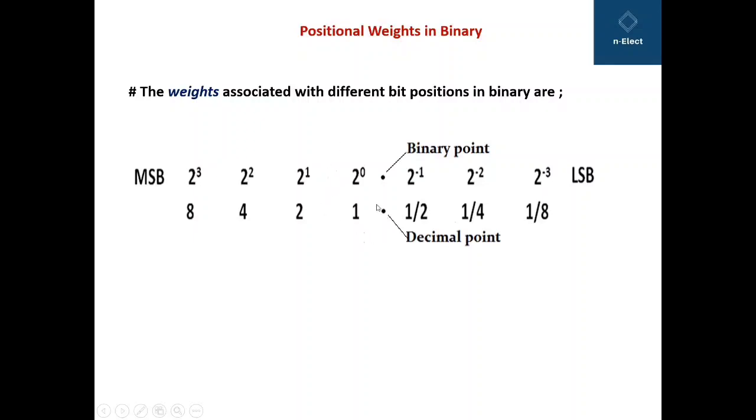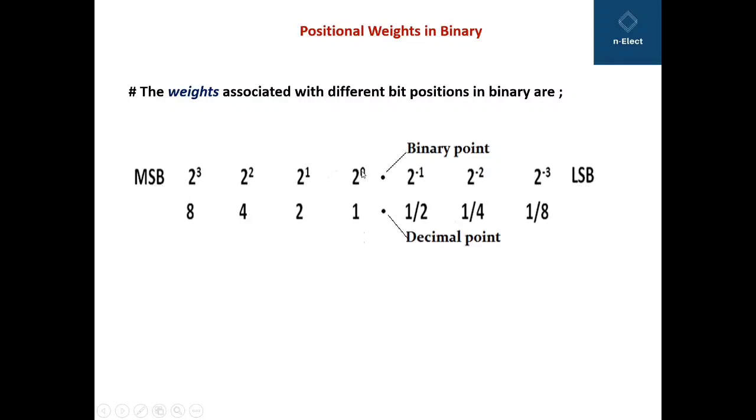Now here we have shown the bit positions. The rightmost bit position of the integer part, that is 2 raised to power 0, will be the weight. Then 2 raised to power 1, 2 raised to power 2, 2 raised to power 3. Here the leftmost bit is called the most significant bit, because we are talking about binary, not the decimal number system. In decimal it is called MSD, the most significant digit, and here it's a bit. So it's the most significant bit, and on the right hand side you can see the least significant bit.